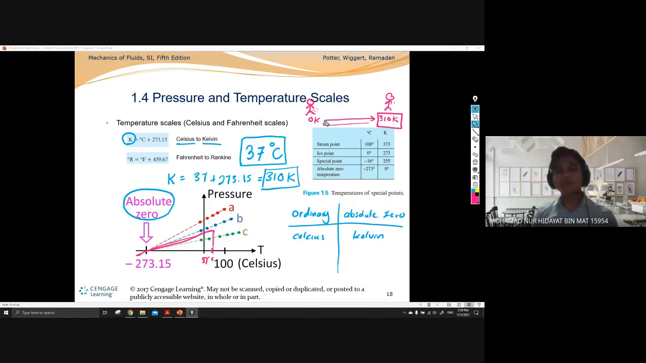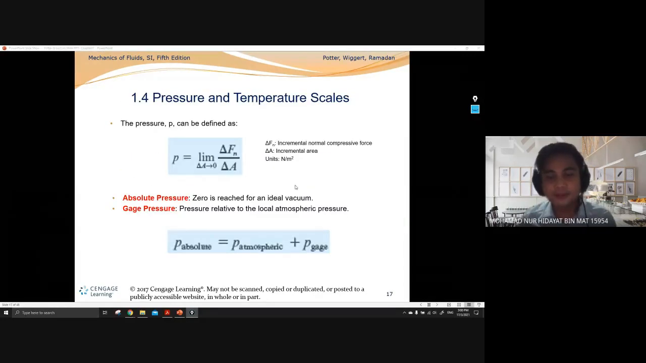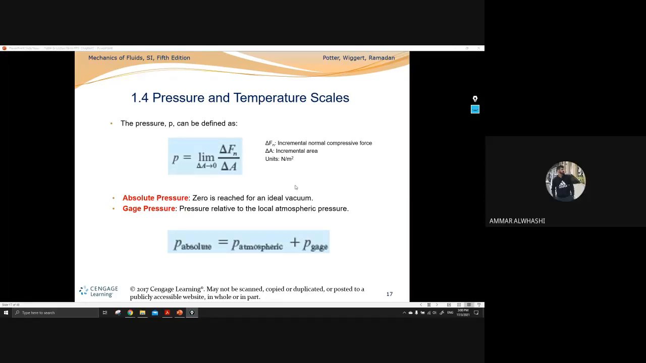Okay, this is the human nature. Whenever we get a value, we must compare with a reference, whether it is good or not. The same goes for physics and fluid mechanics. When we get a value of temperature, we must have a reference point to compare with, the absolute zero, which means the molecules will not move at all. The same goes for pressure. Remember the pressure I explained previously? When we have the gauge pressure, we compare with the atmospheric pressure.